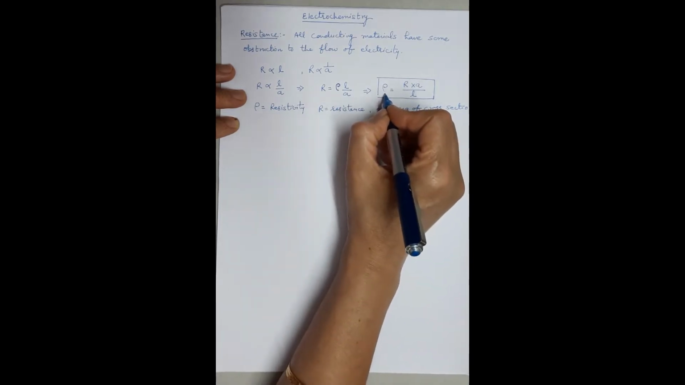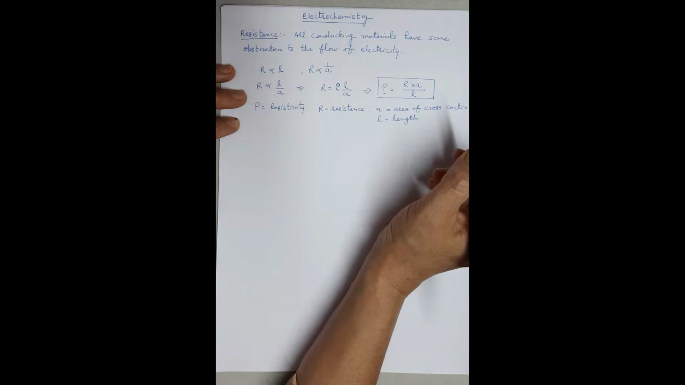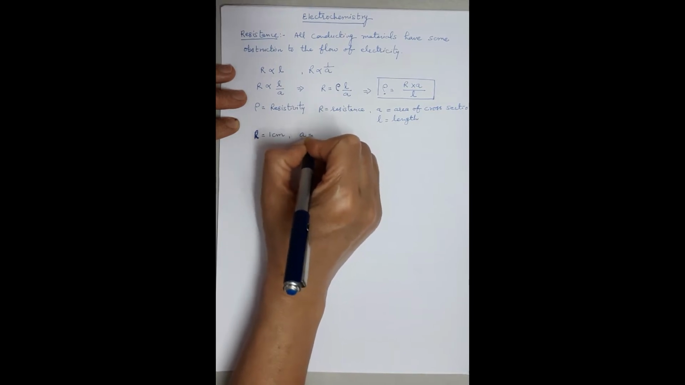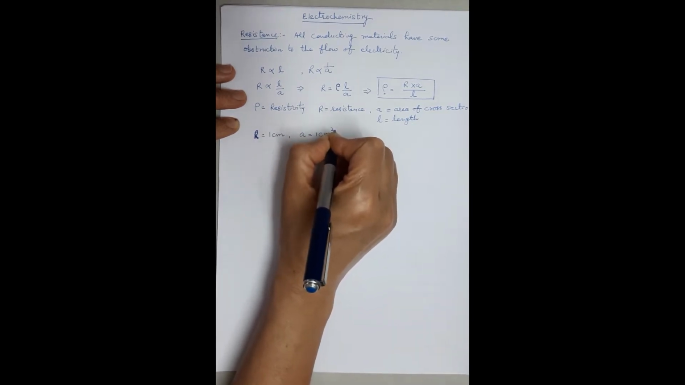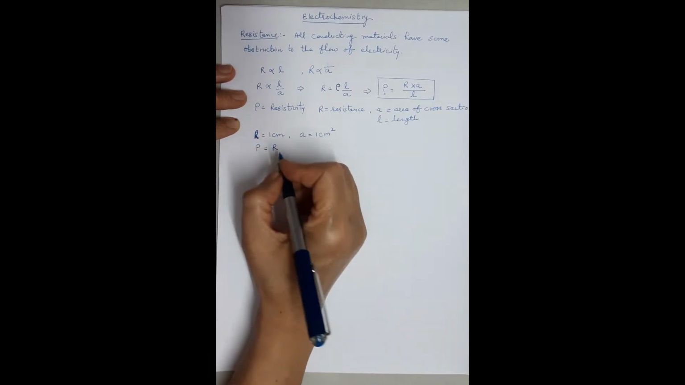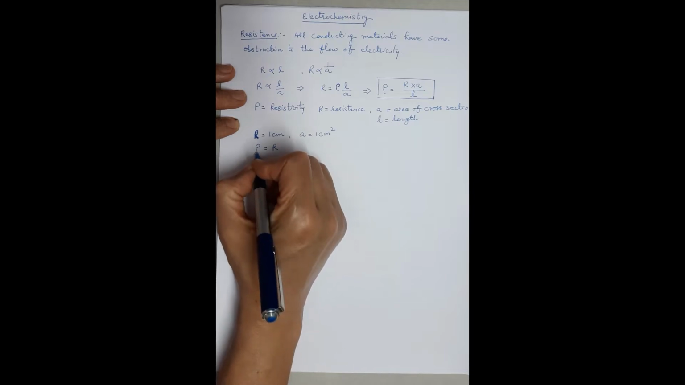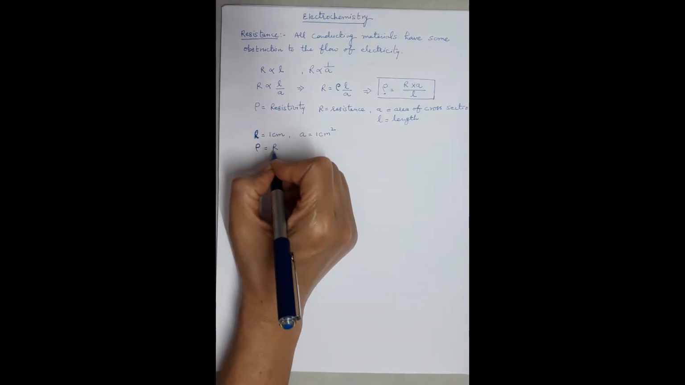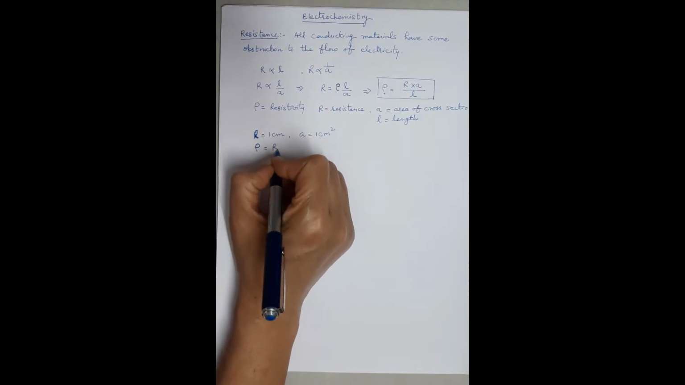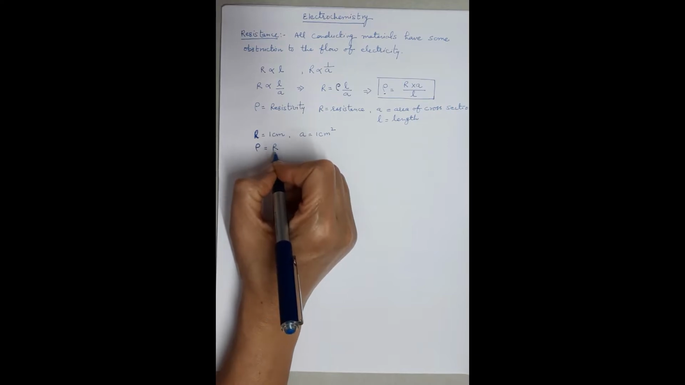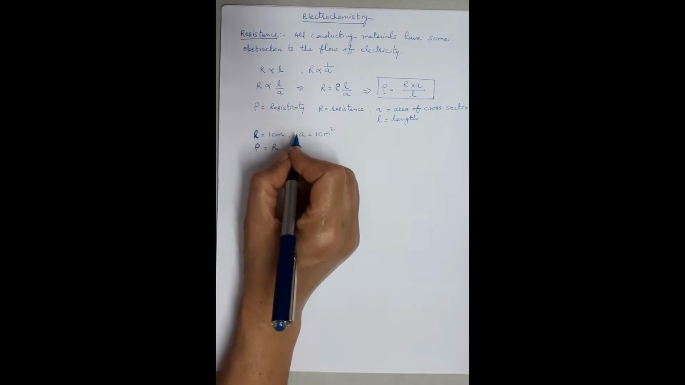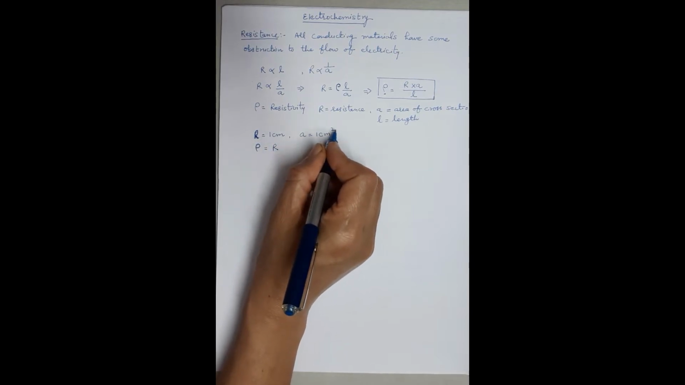How will you define resistivity, which is represented by rho? If I say the length of the conductor is 1 centimeter and area of cross section is 1 centimeter square, then rho becomes equal to resistance. So how will you define resistivity? Resistivity is defined as the resistance offered by a conductor whose length is 1 centimeter and area of cross section is 1 centimeter square.